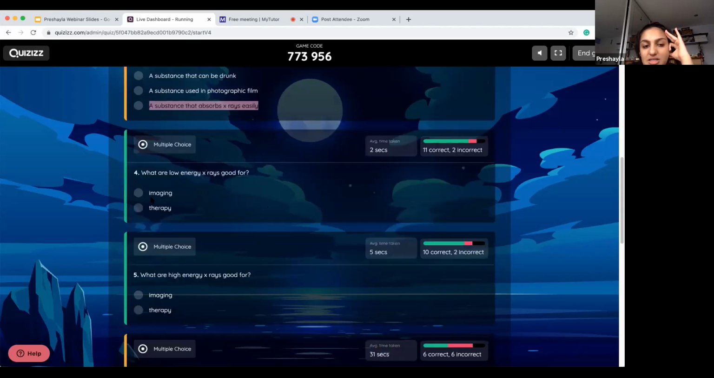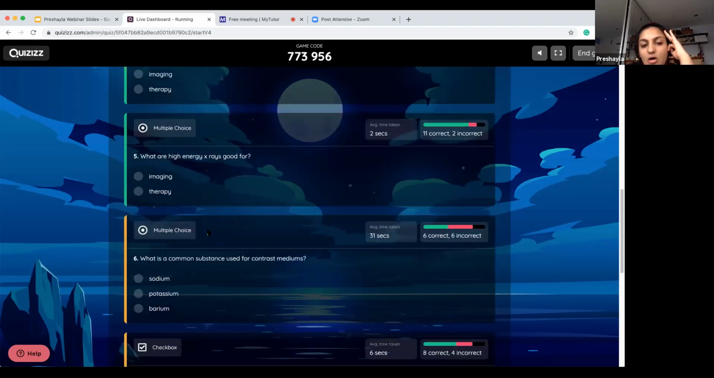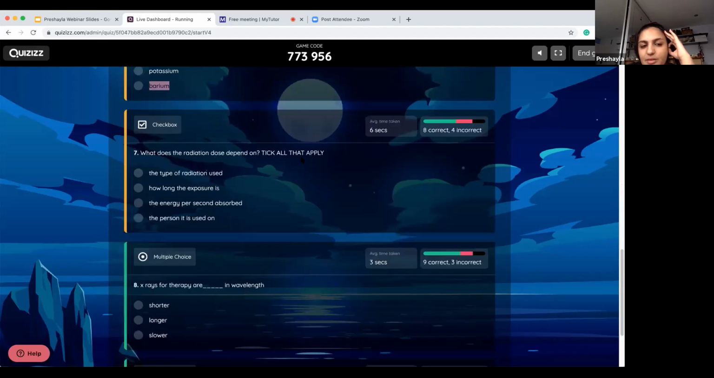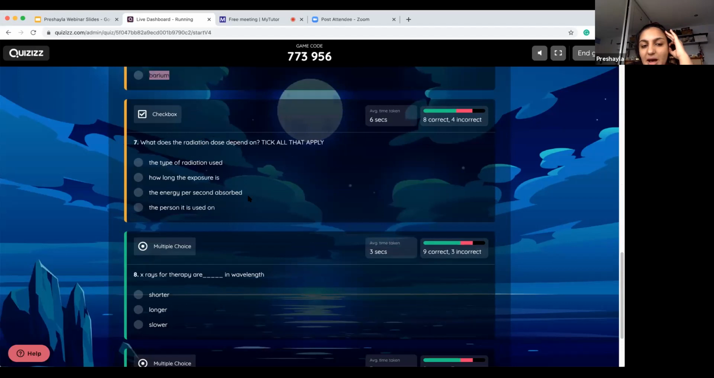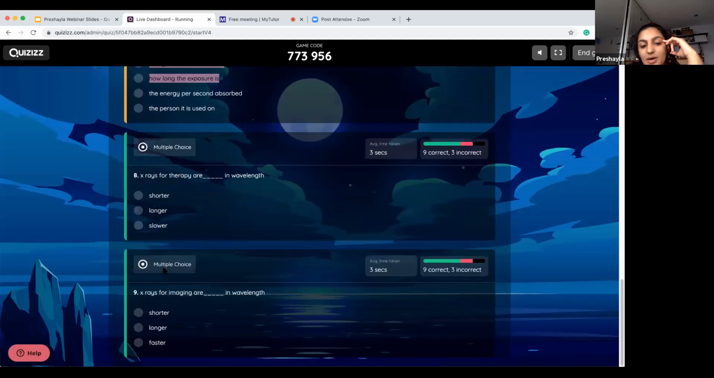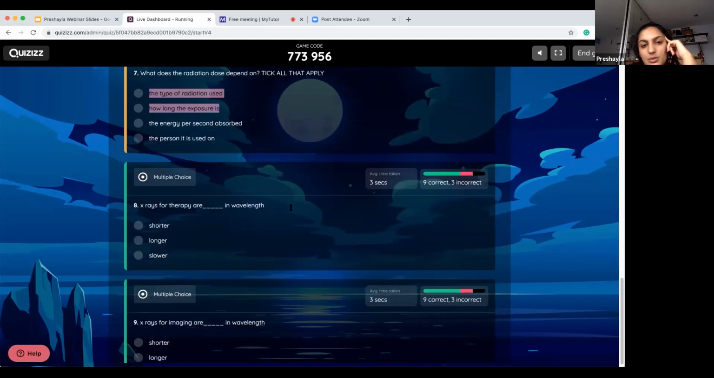Low energy X-rays are good for imaging. High energy X-rays are good for therapy. A common substance used for contrast mediums is barium. The radiation dose depends on these three: the type of radiation that is used, how long the exposure is, and the energy per second that is absorbed, and not the person that it's used on. X-rays for therapy are shorter in wavelength, and X-rays for imaging are longer in wavelength. So, nice short quiz there.